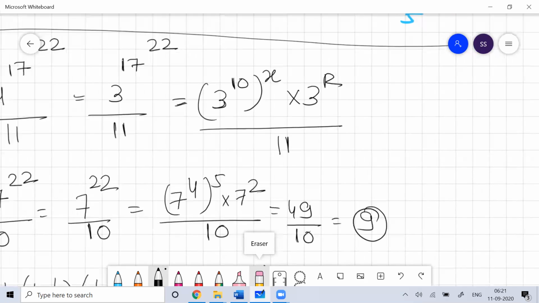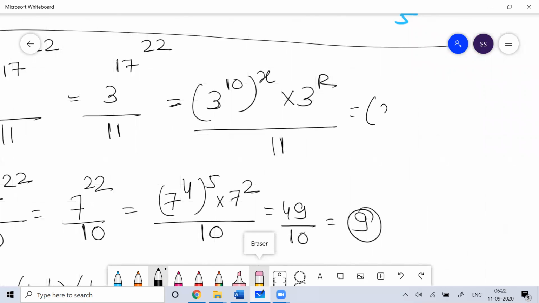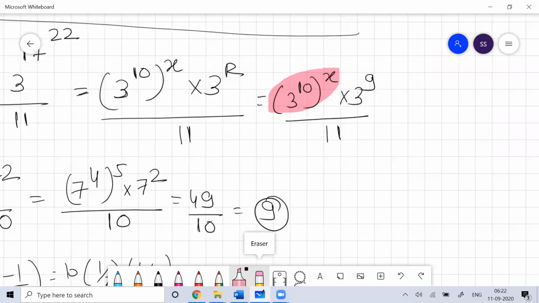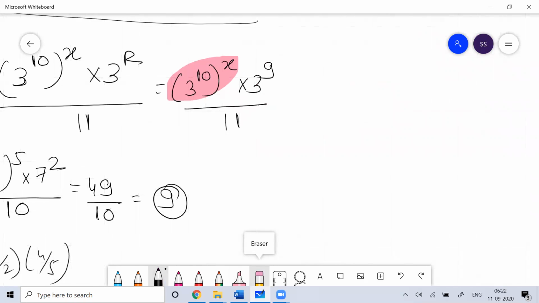Here the remainder is 9. So that 9 I'll put here. This is 3 to the power 10, which is x into 3 to the power 9 divided by 11. Here this part doesn't matter to me because this will anyway be 1 only. I'm just interested in 3 to the power 9 divided by 11, what is the remainder?